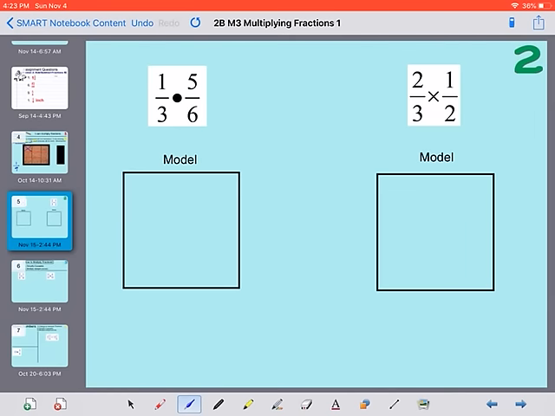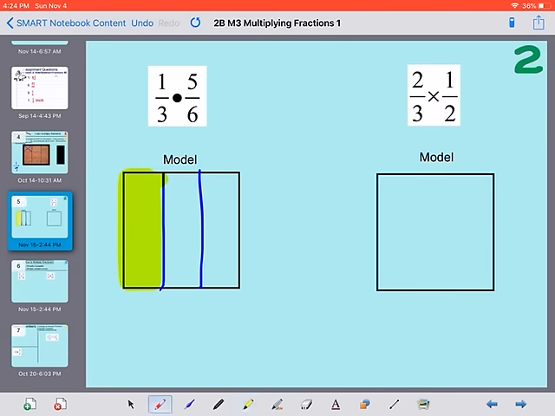Alright, let's take a look at some other examples. We have 1/3 multiplied by 5/6, and we can model this using a rectangle or an area model. So first, we're looking at 1 out of 3 pieces. So if I divide this rectangle into 3 pieces, we are only looking at 1 of these 3 pieces here. But then we're multiplying this by 5/6.